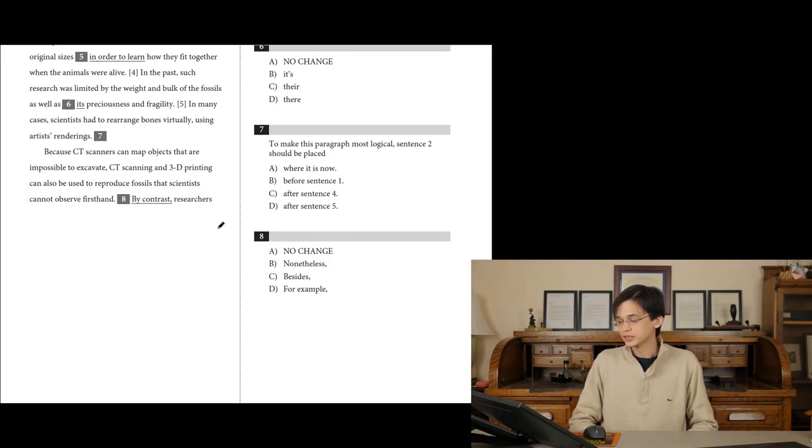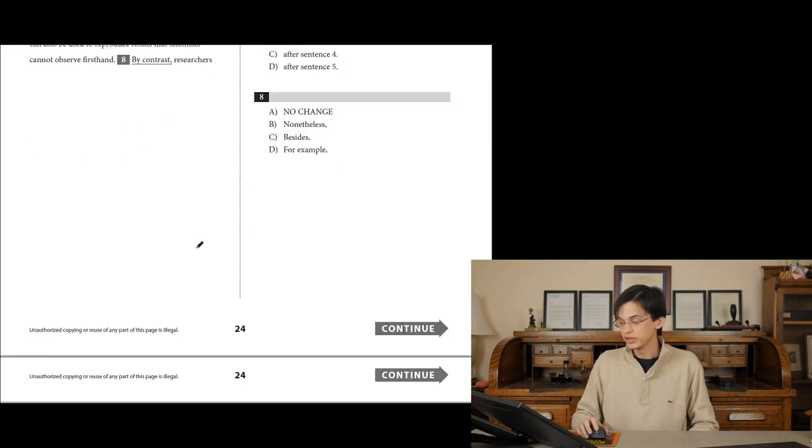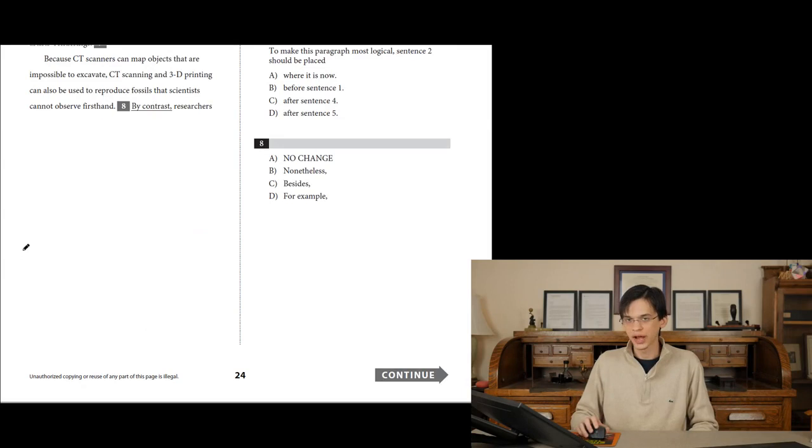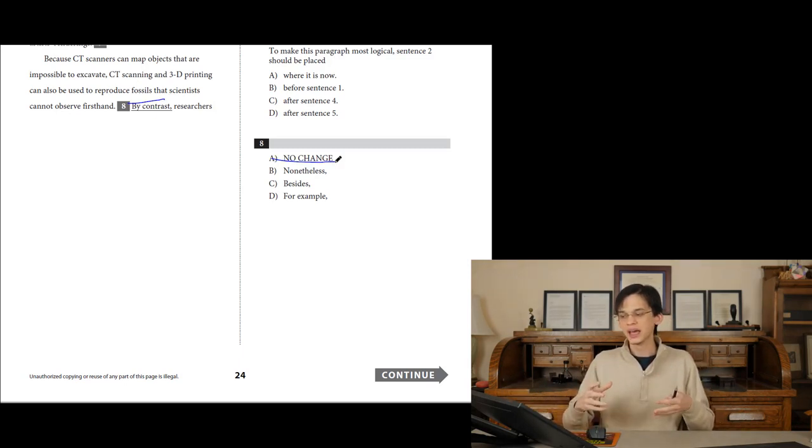"By contrast, researchers from the National Museum of Brazil have relied on this technique to study the fossilized skeleton." No, they use this technique. It's not by contrast. We're actually going along with what we just said before. So I don't like that by contrast is a reversal in logic when we want to go along with this idea and say we are using CT scanning in order to understand fossils that we cannot observe firsthand.